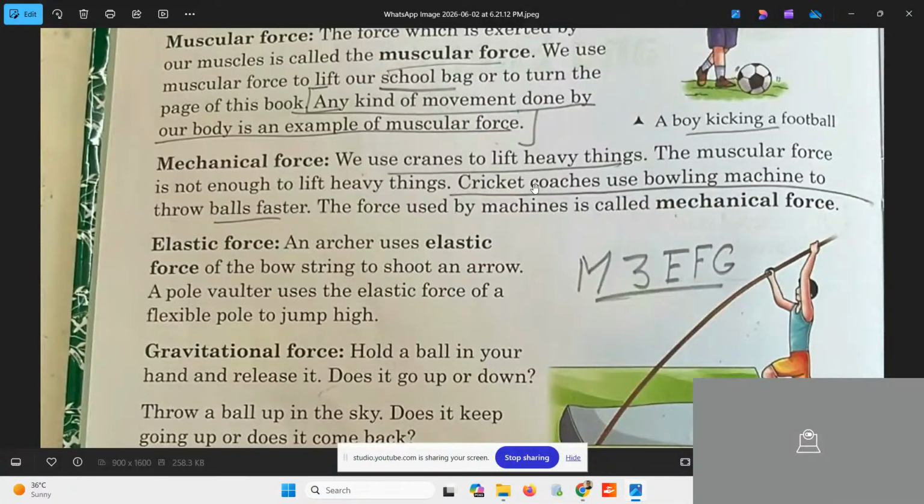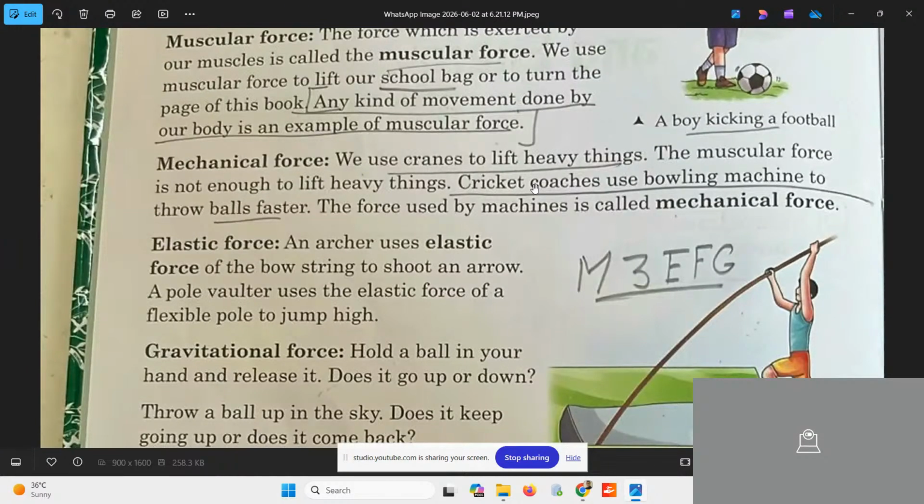Yes. For example, what example do they give? A crane to lift a heavy thing. Which kind of force are they applying? Mechanical. And which machine are they using? Pulley, I think, right? Pulley and lever. Yeah, very good, you're correct. But machines are not coming in the examination, so don't worry. Only the forces you have to study.